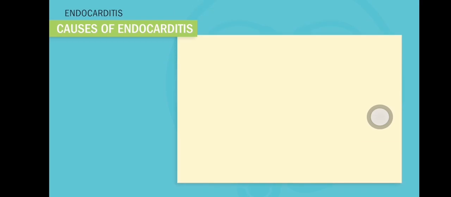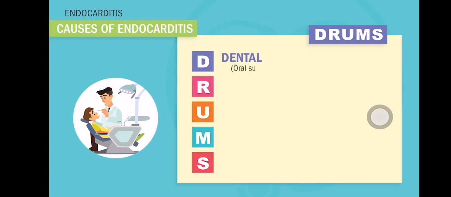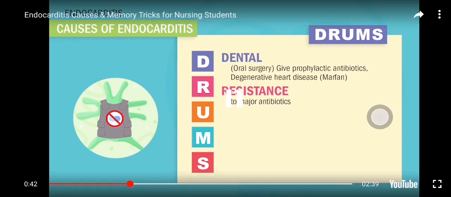So the easy way to remember all the main causes, use our acronym DRUMS, because your heart kind of acts like a drum. D is for dental or oral surgery. We give prophylactic antibiotics, and also degenerative heart disease like Marfan's syndrome. Now R is for resistance to major antibiotics. Even if your patients take these prophylactic protective antibiotics before their dental appointments, they might not even work if they have long-term resistance to major antibiotics.